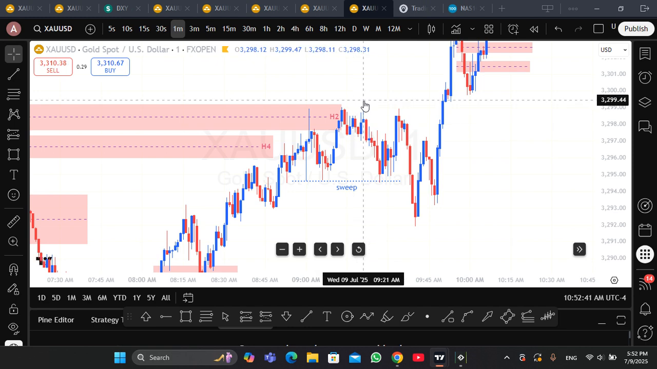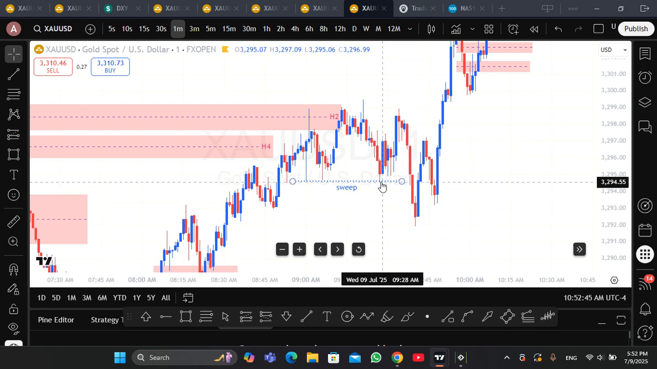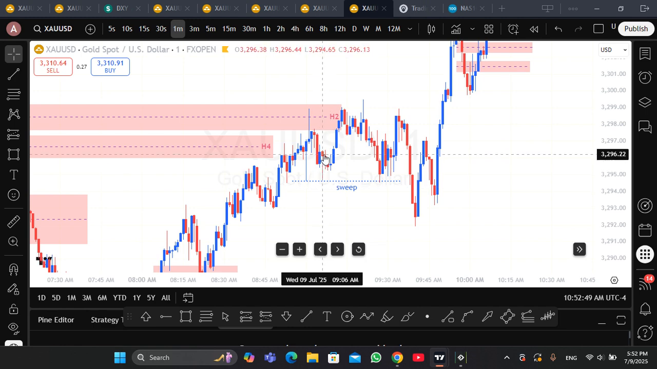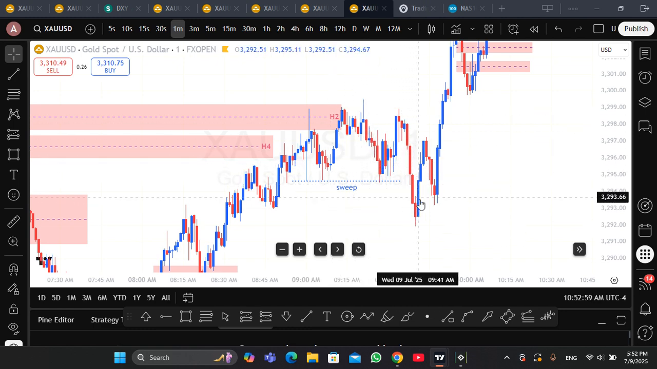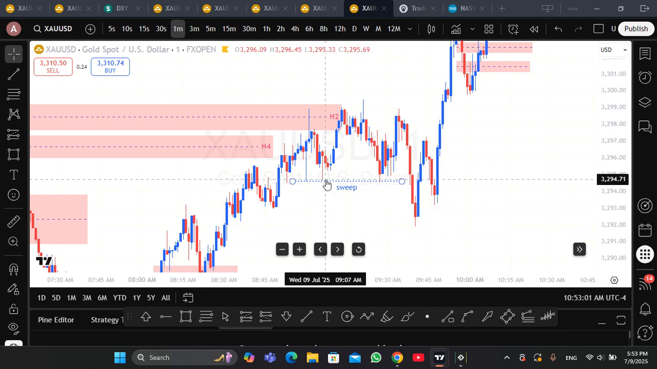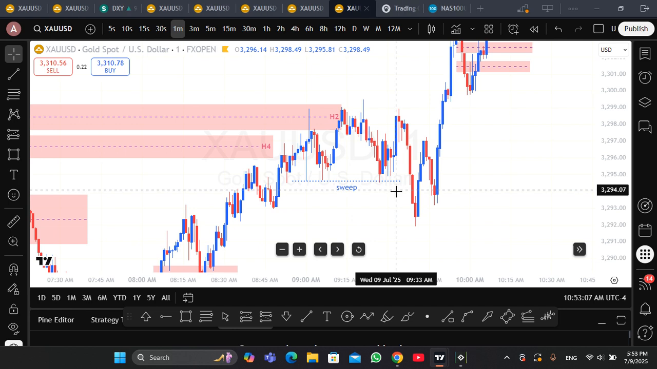The price moves up and then down, then up, then down. It makes a change in the state of delivery, and this is also a change in the state of delivery at market, and a market structure shift. This is a market structure shift, but I didn't notice that there is a sweep of this double bottom and the triple bottom. It is a sweep.